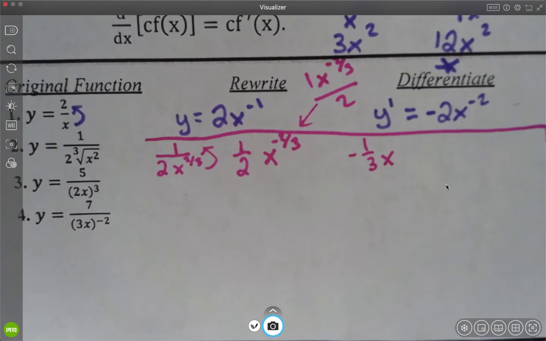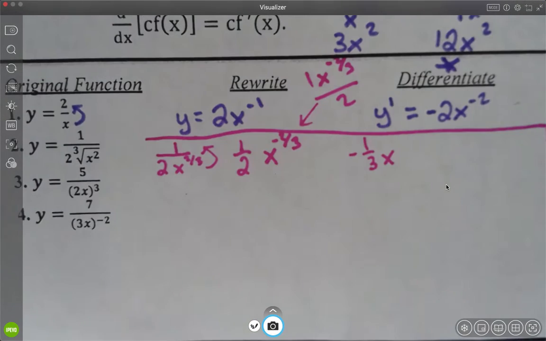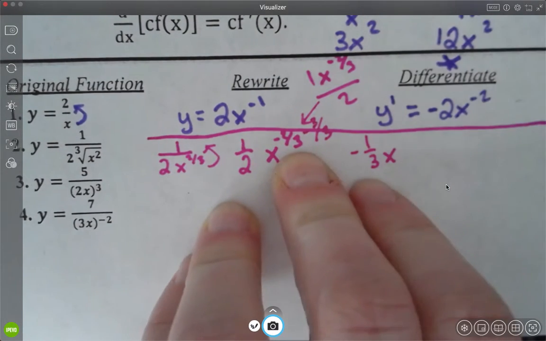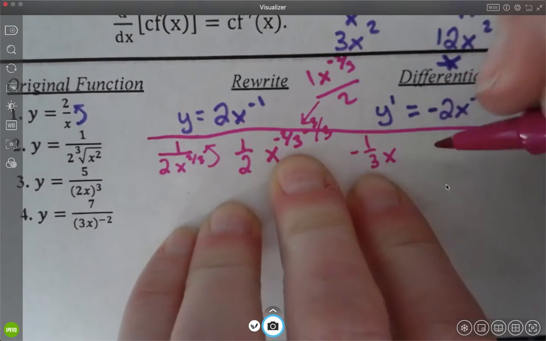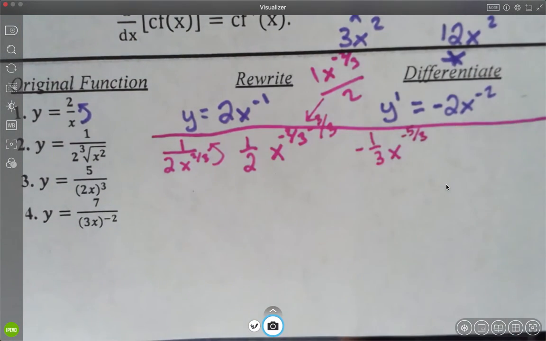Did I lose you? 1/2 times 2/3, the 2's can cancel out, so negative 1/3. Does that make sense? Okay, exponent. What's the exponent going to be? Negative 2/3. And if you subtract 1 from that, this would be like subtracting 3/3 from already a negative 2/3. So negative 5/3. Okay, I'm trying to write as best I can.